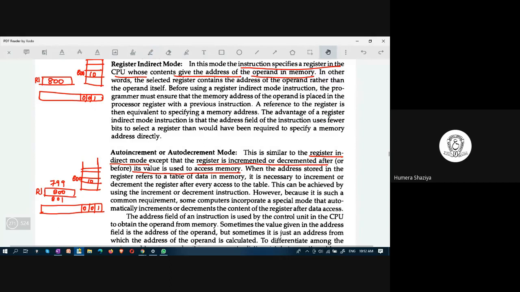Automatically, after you access or before you access a value or the operand from the memory, this register's contents are incremented or decremented. Is this clear? Yes, ma'am.